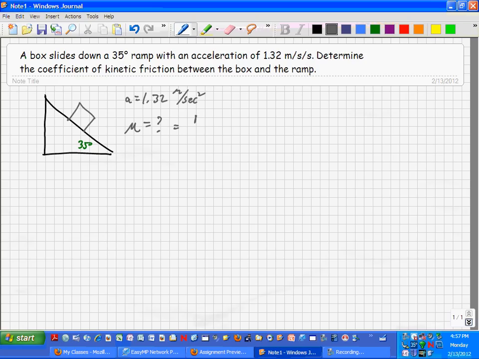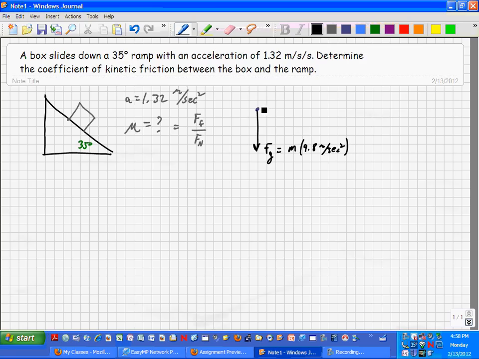Well, to calculate that, it's going to be force of friction over the force of normal. So, looking at this, probably my first step would be to draw a force diagram. So that's what I'm going to do. I don't have a mass for the box. That may not matter. Let's see what happens here. I've got force of weight working downward, and that's going to be equal to mass times 9.8 meters per second squared.